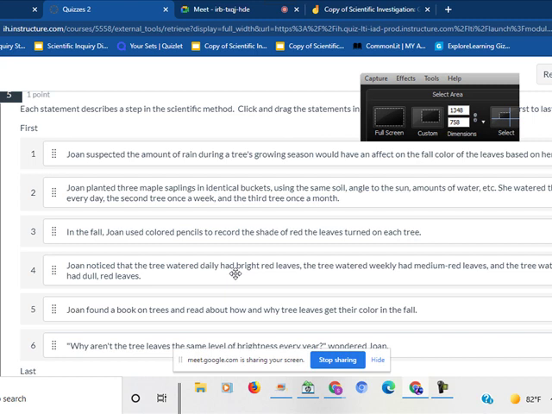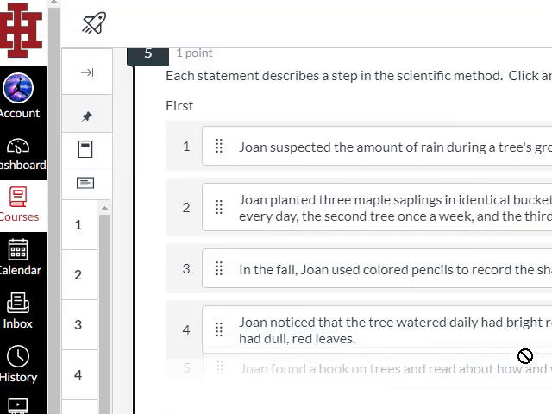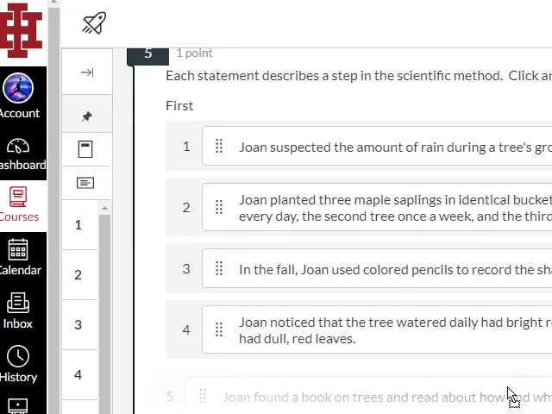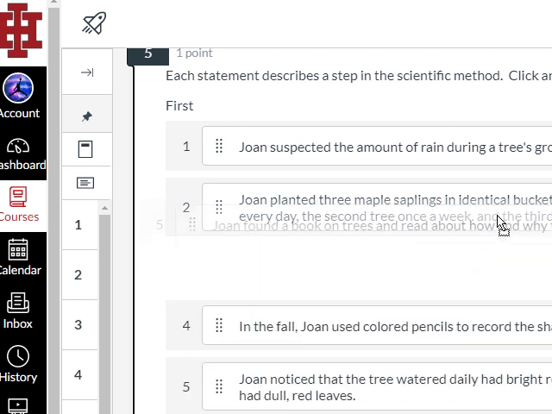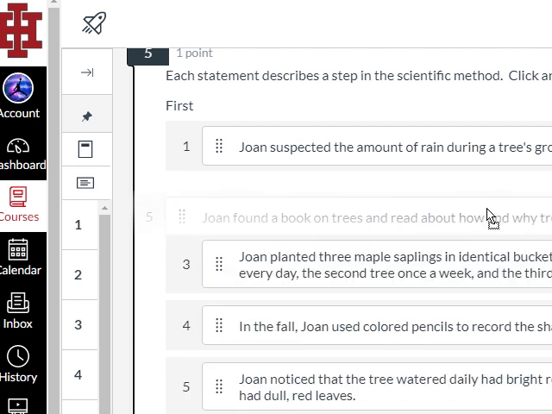Joan found a book on trees and read about how and why tree leaves get their color in the fall. What does that sound like? When somebody reads or finds information on their topic. Research. When do we do research? Is it after the hypothesis? Wait, no, before, because you have to have an educated guess. Yes, yes. So that goes right before. So that's going to be at the top now.